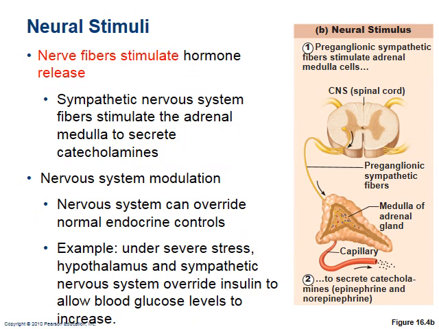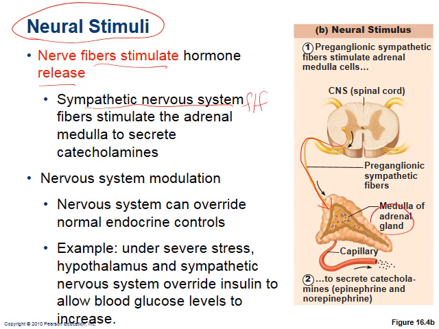You'll see as we move through endocrine that some hormones are released by a neural stimulus. So we're saying the nerve actually causes the hormones to be released. So nerve fibers stimulate hormone release. One example here, the sympathetic nervous system. They're trying to show you that sympathetic nerves, if you remember, those are your fight or flight. They're going to directly stimulate the adrenal gland, which sits on top of your kidneys, and they're going to secrete something called catecholamines. You might know it as epinephrine and norepinephrine. You might also know it as adrenaline, right?